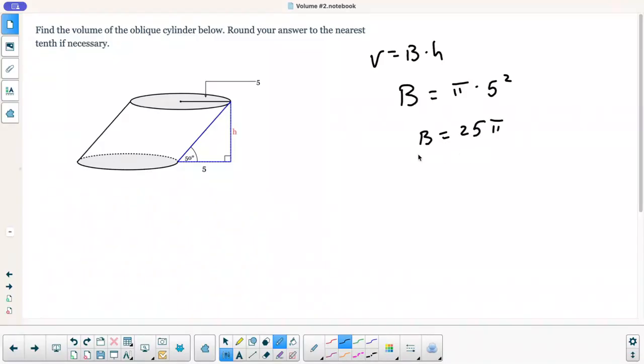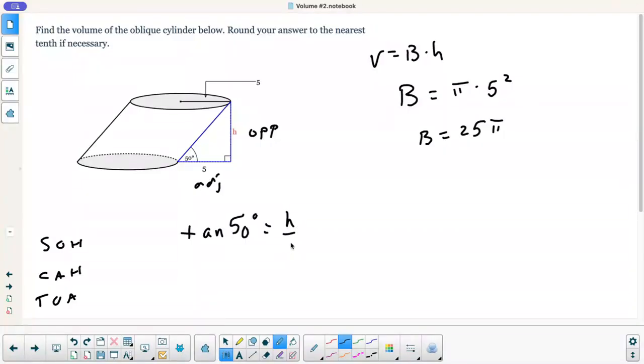So I get 25 pi. That's easy. Now here, if this is my angle, this 50 here is the opposite leg, and this is the adjacent leg. So remember your SOHCAHTOA? Opposite and adjacent would be tangent. So I'm going to say tangent of 50 degrees equals the opposite leg over the adjacent. So then if I just multiply each side by 5, I get h.